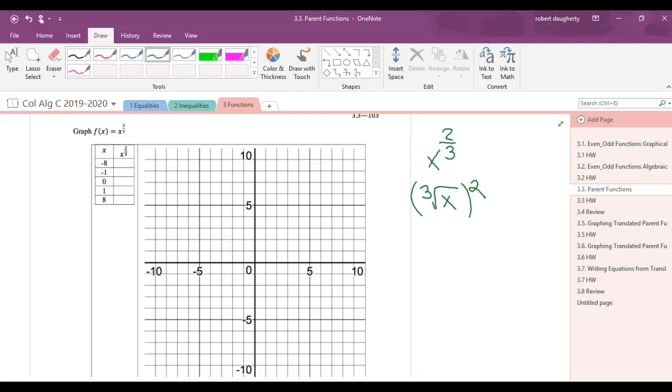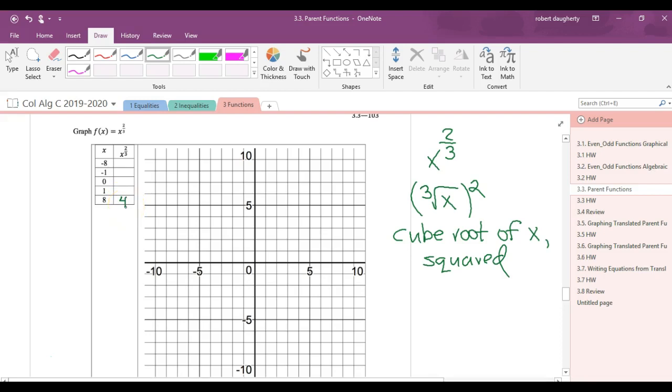Let's start with here. Okay, so what this means is the cube root of x and then squared. So let's start here at the bottom. What is the cube root of 8? 2, okay? What happens when you square 2? Okay. So this one is 4, okay?